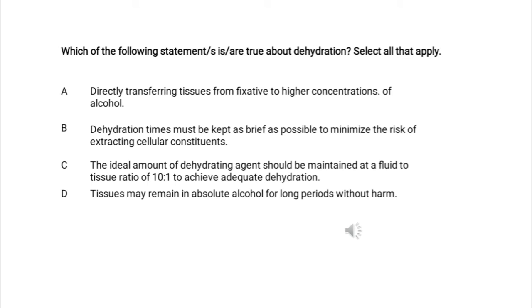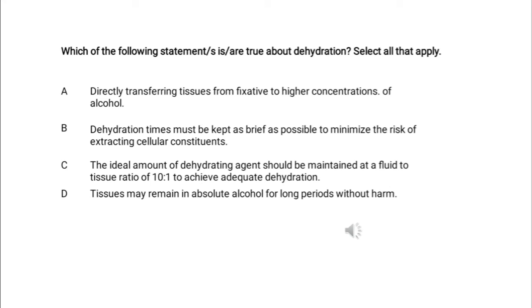Next question, which of the following statements is or are true about dehydration? Select all that apply. First statement, directly transferring tissues from fixative to higher concentrations of alcohol. This is false. This is not done in dehydration as it will only expedite the tissue damage. Next statement, dehydration times must be kept as brief as possible in order to minimize the risk of extracting cellular constituents. This is true. Even for other chemicals, exposure time must be kept short.